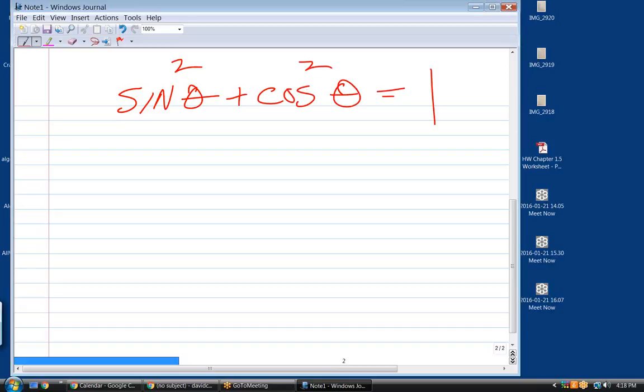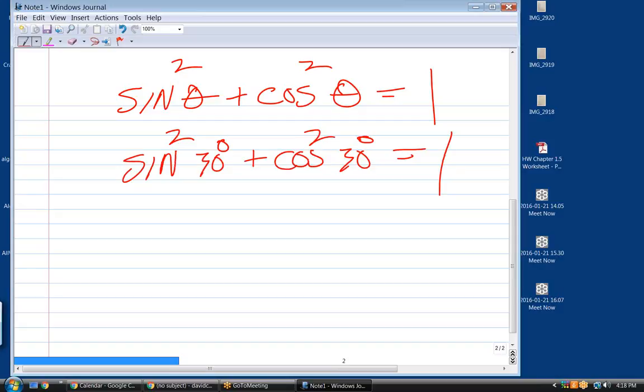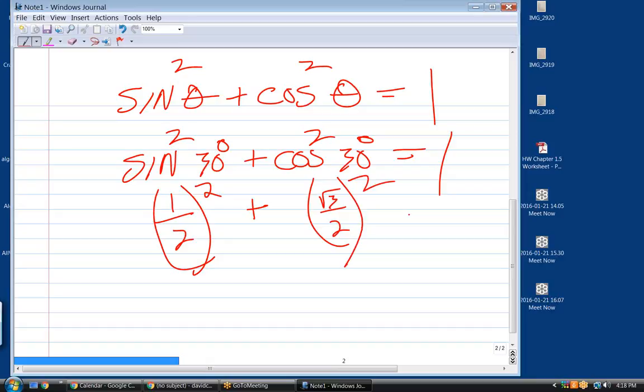Always. No matter what theta is. In other words, if I had the sine squared of 30 degrees plus the cosine squared of 30 degrees, that's got to equal 1. Don't believe it? Well, what's the sine of 30 degrees? That's 1/2. So 1/2 squared. Cosine of 30 degrees is square root of 3 over 2. If I square that, well, this becomes 1/4. This becomes 3/4. 1/4 plus 3/4 adds to 1.